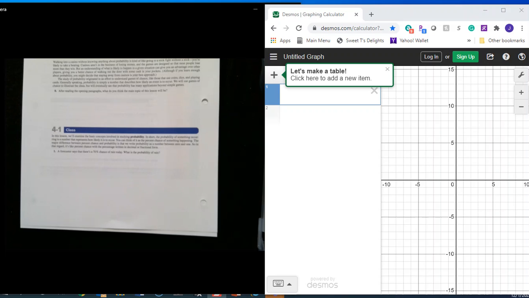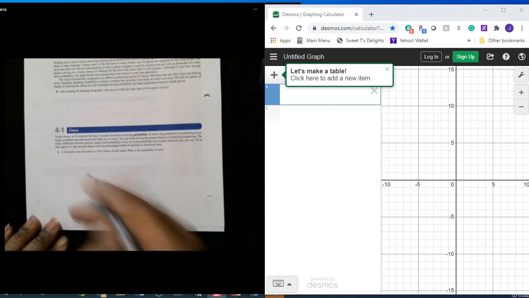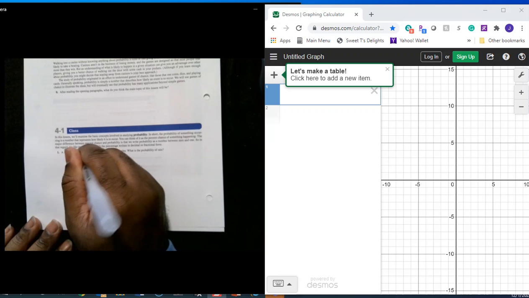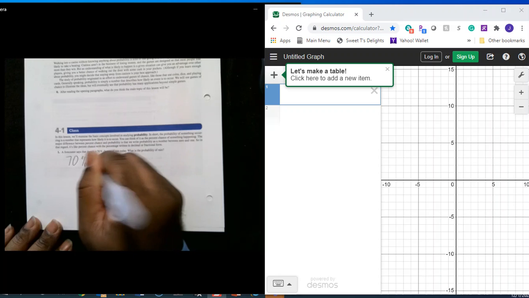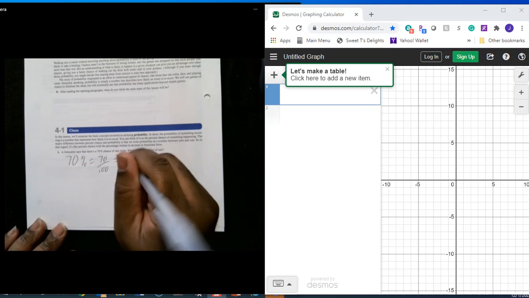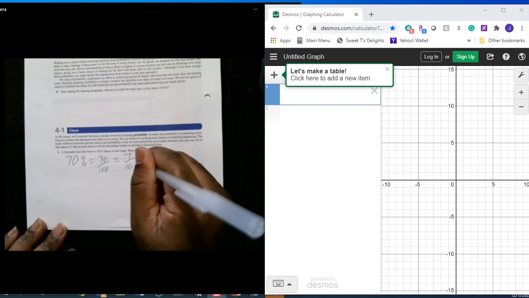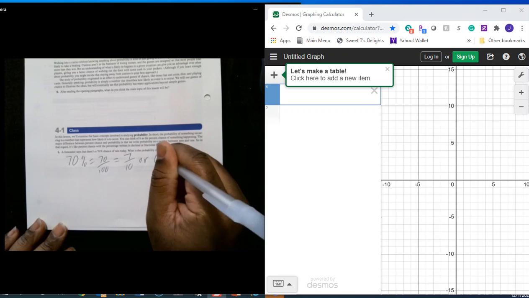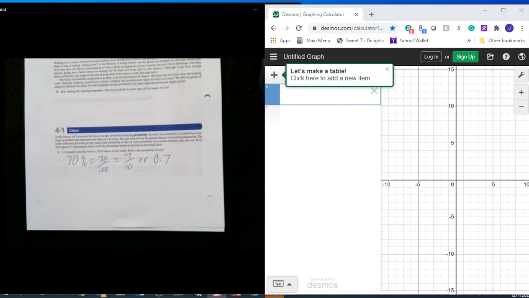Okay, we come down to problem number 1. It says a forecaster said that there is a 70% chance of rain today. What is the probability of rain? So if we look at it, rain, 70% is really 70 over 100. Now, if we simplify this, it would give us 7/10 or 0.7. So that is the probability of rain.